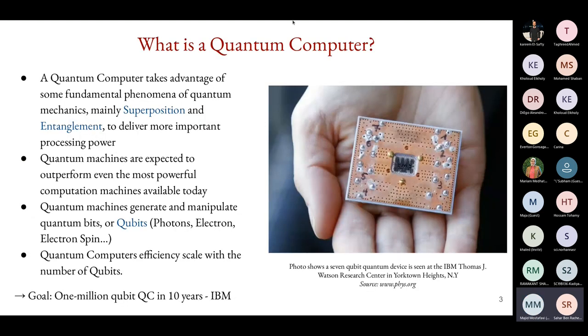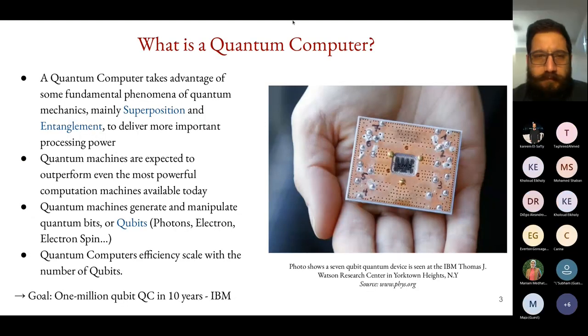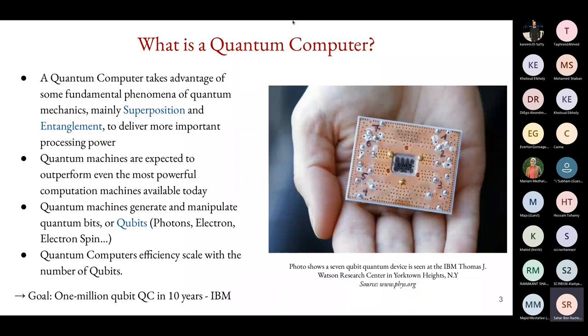So what is a quantum computer overall? A quantum computer takes advantage of some fundamental phenomena of quantum mechanics, mainly superposition, entanglement, and interference, to deliver more important processing speed. This is the most important feature of the quantum computer and why it has advantages in some cases compared to the conventional computer that we use today.